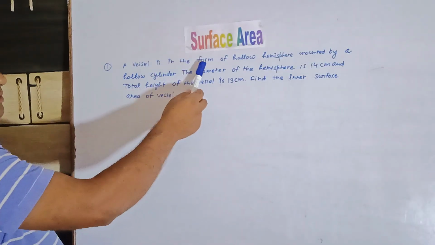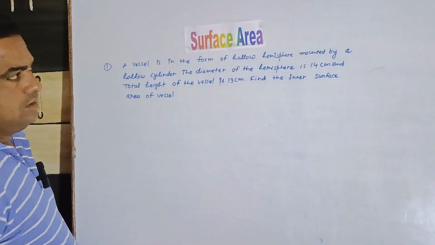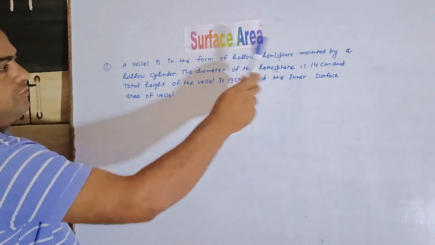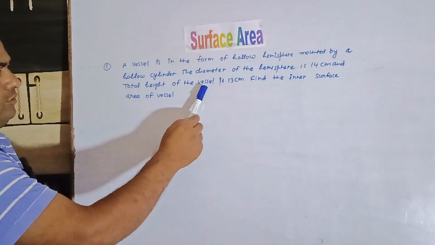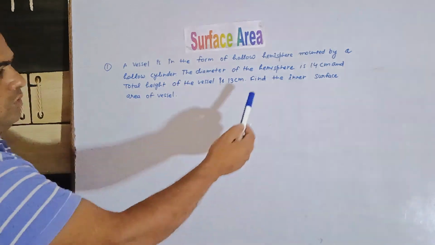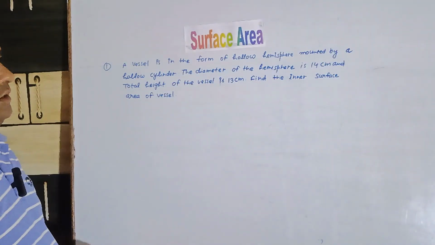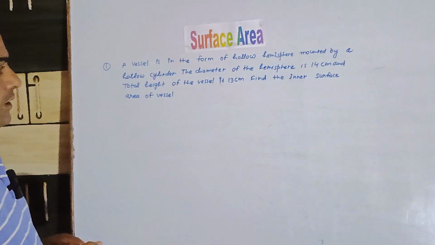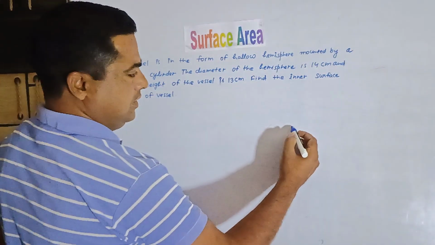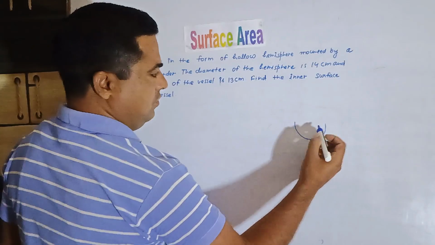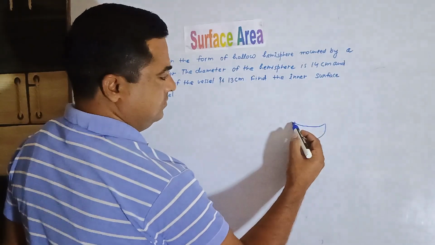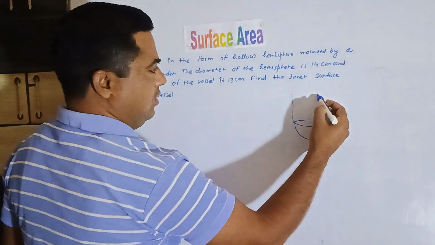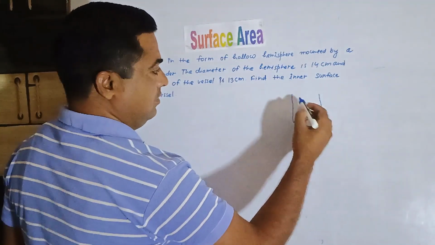A vessel is in the form of a hollow hemisphere mounted by a hollow cylinder. The diameter of the hemisphere is 14 centimeters and the total height of the vessel is 13 centimeters. Find the inner surface area of the vessel. Students, according to this question, we will make a figure. We have a hollow hemisphere, correct? We have a hollow hemisphere and we have a hollow cylinder mounted on the hemisphere.